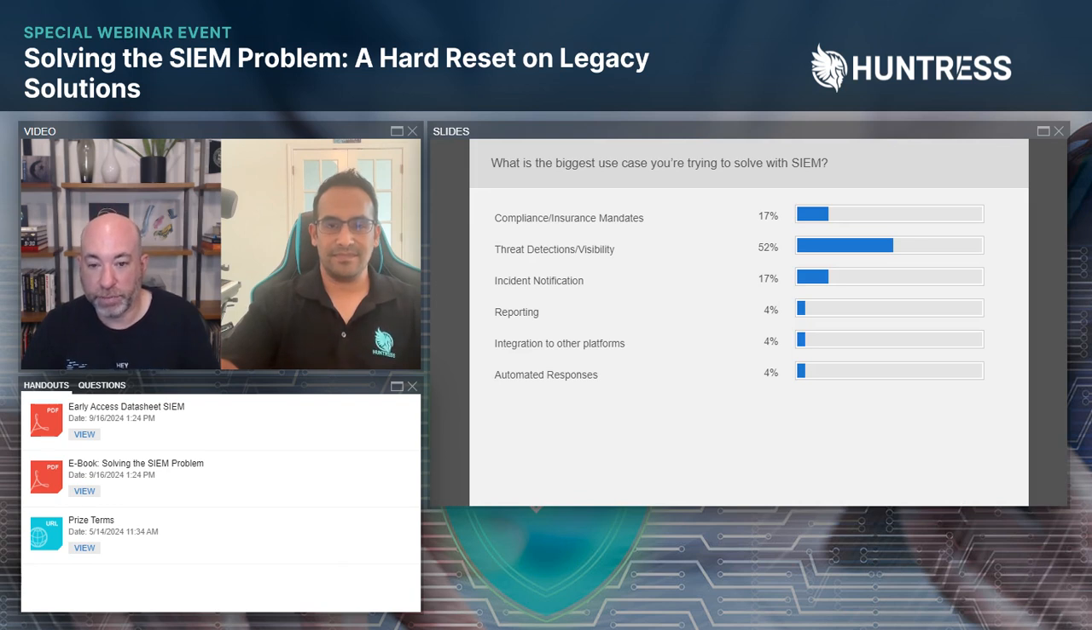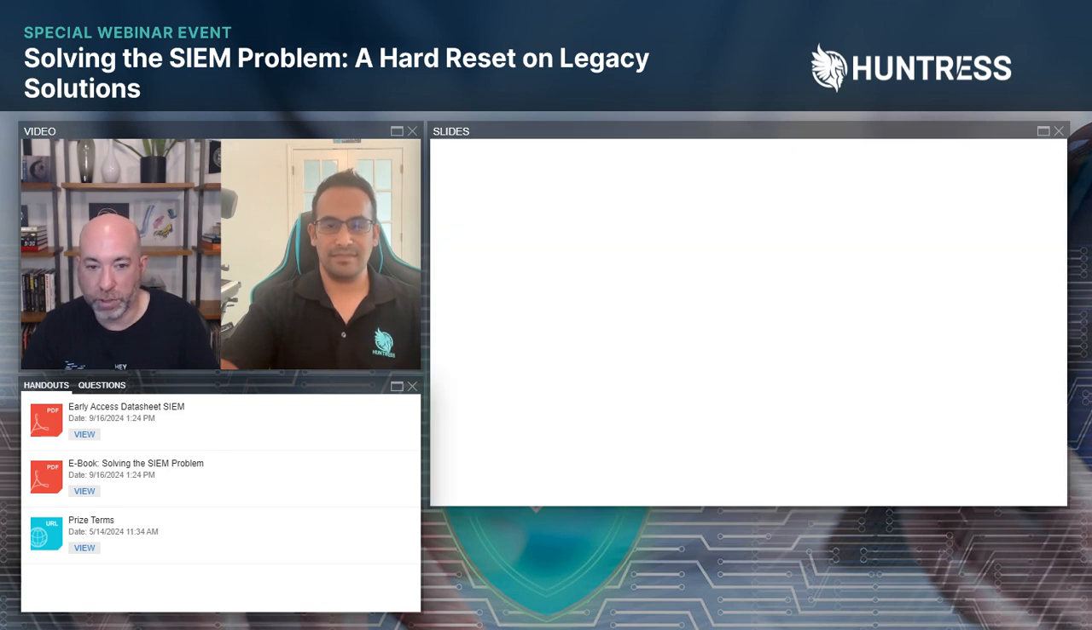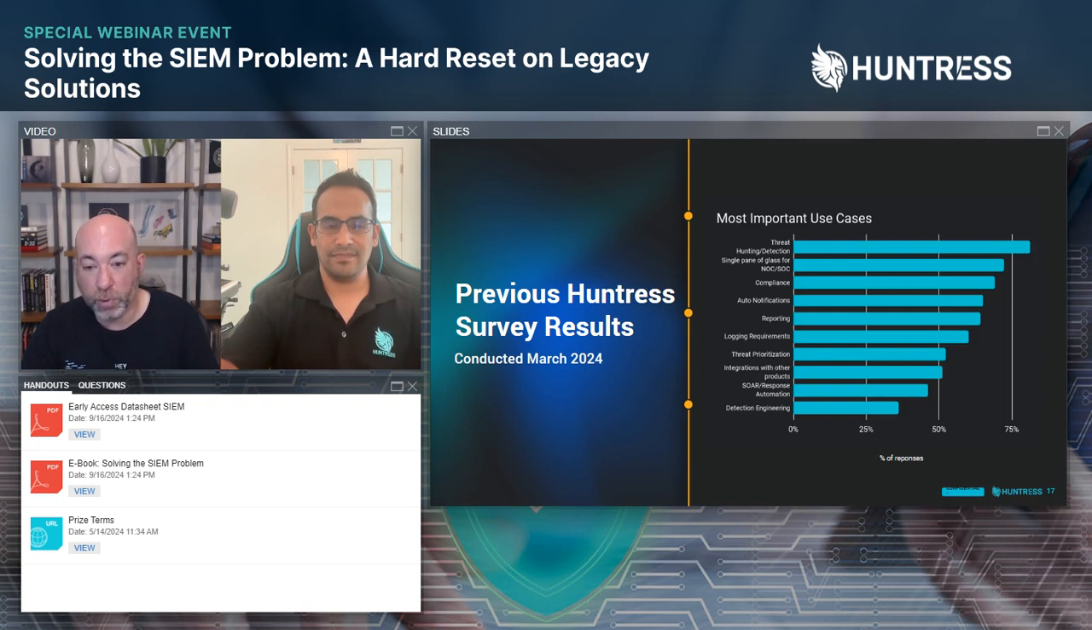Overwhelmingly threat detection and visibility, with compliance coming in this case a distant second, which is kind of interesting. Not too far off from what we saw from interviewing, again, hundreds of partners and customers, where number one was threat detection and hunting. We also heard a lot of people saying, hey, we need a single pane of glass, which is really an old school SIEM use case. Take all this data from different disparate data sources and show it to me in one central place. Very similar to the promise of an XDR platform as well. But compliance coming in a close third.